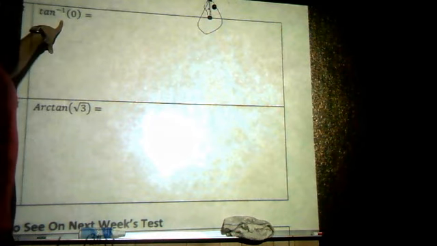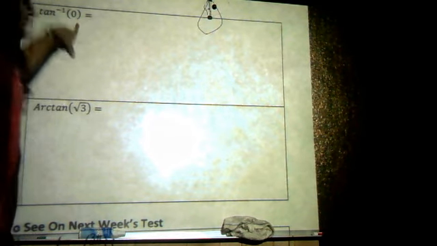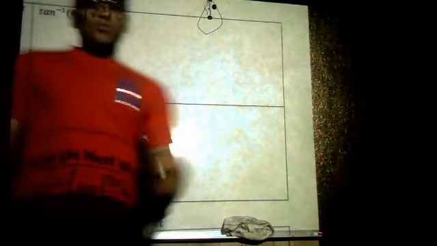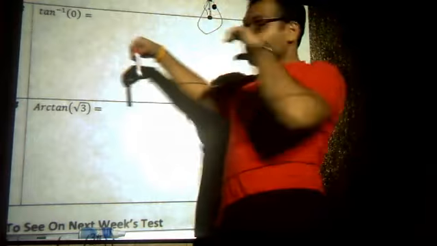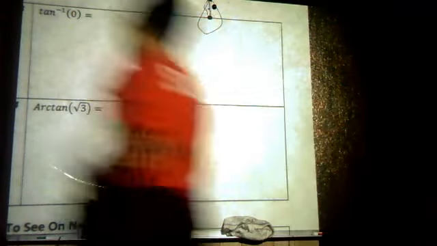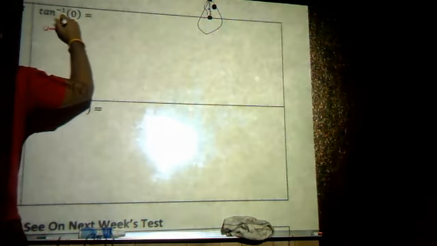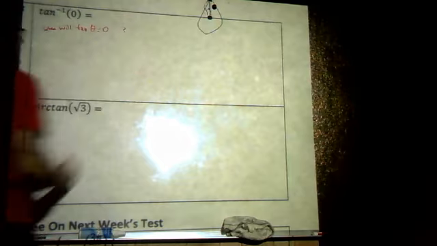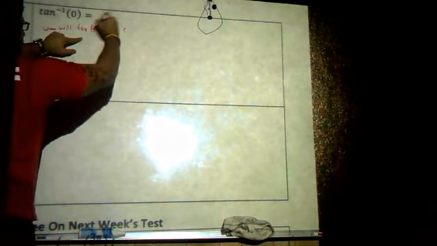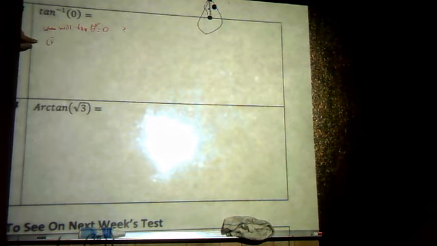Anyway, so the inverse tangent of 0. You're asking yourself, for what angle theta will the tangent of theta equal 0? That's what you're asking yourself, and you're looking for theta. First thing that you do, where's the inverse tangent function?